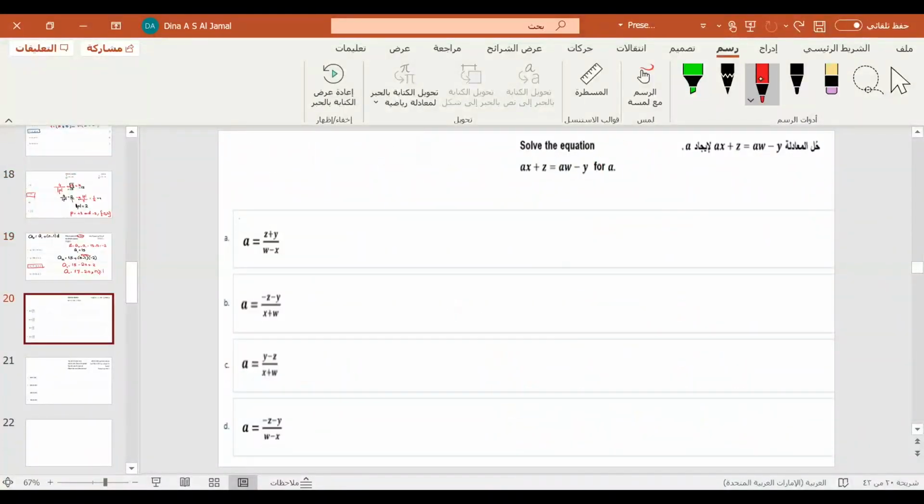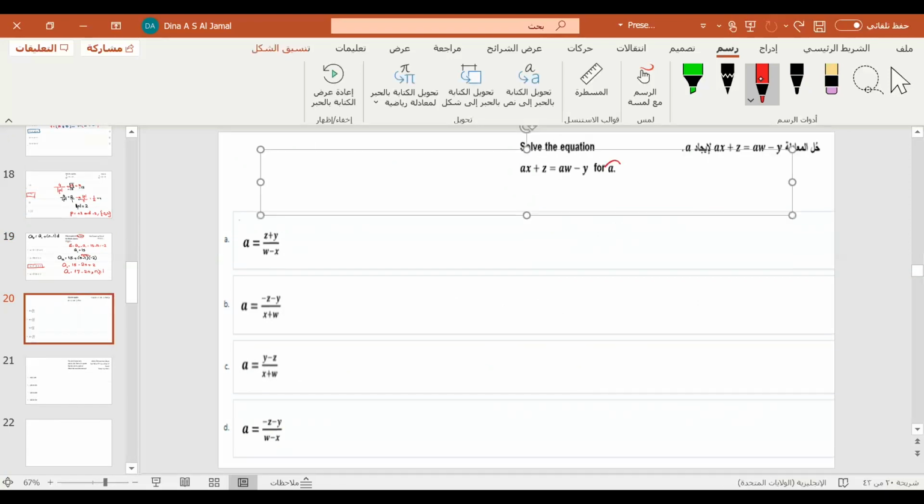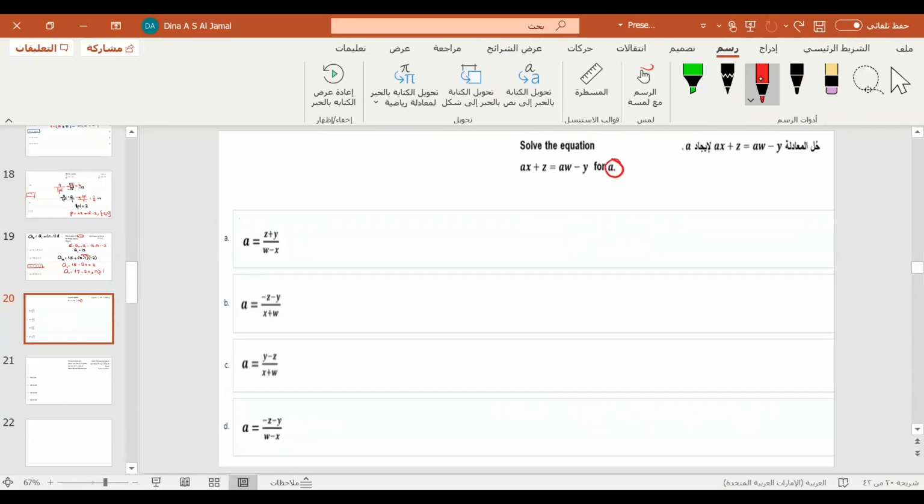Now let's see this question, and this question was in my previous video, and actually it was in the exam of 2019-2020. So let's focus and try to solve this question. So he would like to solve this equation for a. So let me write it again for you. Ax plus z equal aw minus y. I would like to have the a alone.